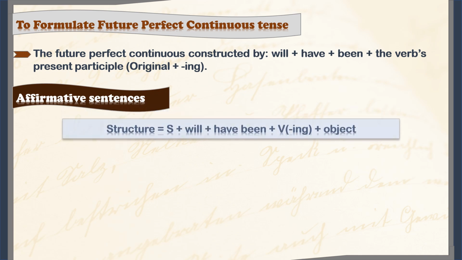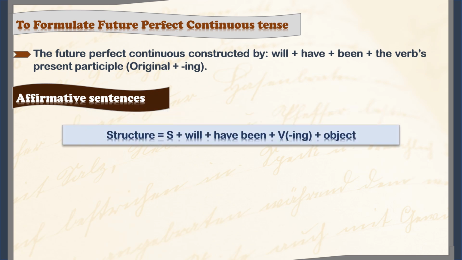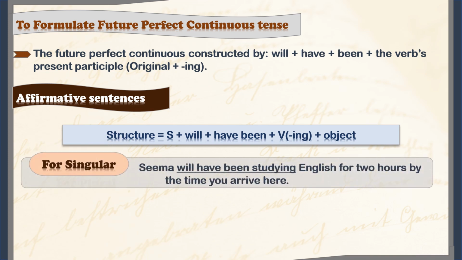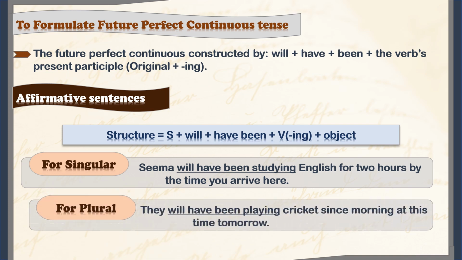The structure for affirmative sentences is subject plus will plus have been plus verb with ing plus object. Example for singular, Seema will have been studying English for 2 hours by the time you arrive here. Example for plural, they will have been playing cricket since morning at this time tomorrow.